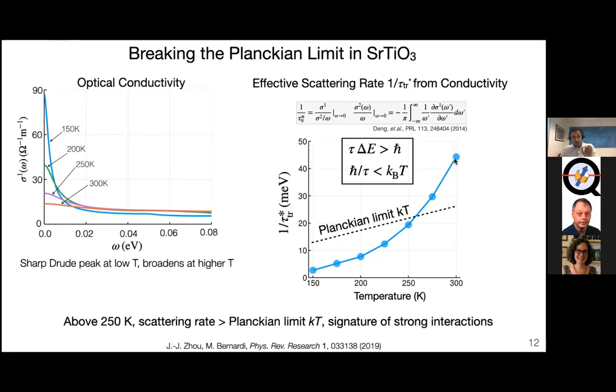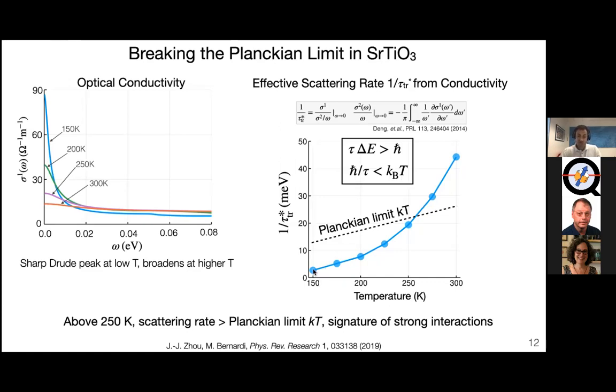Now, for a transport regime where you view transport as due to particles that undergo discrete inelastic scattering processes, there's a limit for the scattering rate. In particular, the product of the scattering timescale tau with the typical energy loss, which for phonon scattering is of order kT, in quantum mechanics has to be greater than h bar. Therefore, when you write the scattering rate in energy units, the result, if this picture is to hold, has to be smaller than kT. This is the so-called Planckian limit of transport.